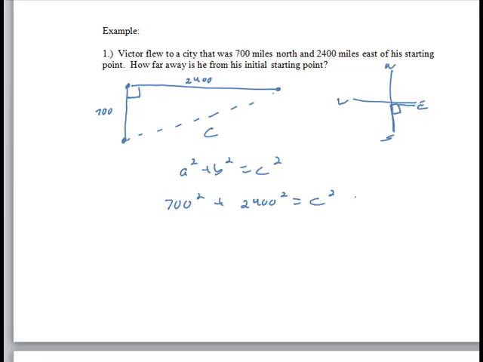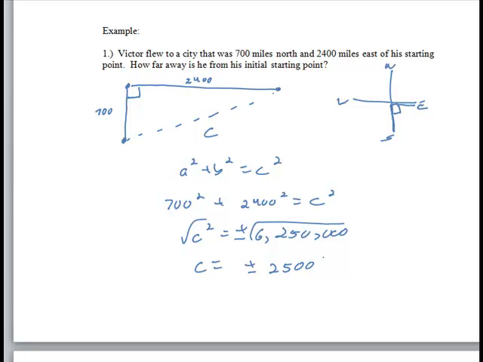And the best method we can use to solve this would be the extracting the roots method. Simplify, take the square root of both sides, not forgetting your plus or minus. C is equal to plus or minus 2,500.